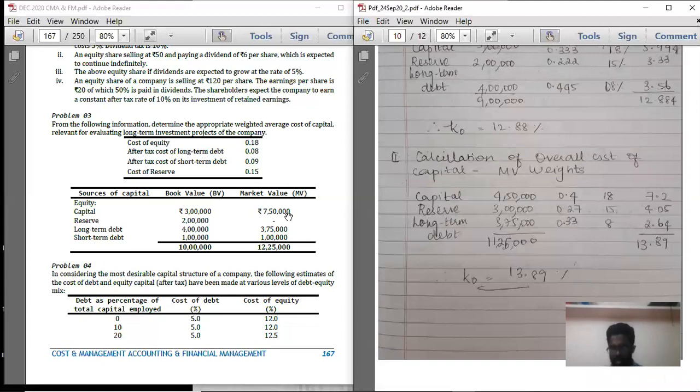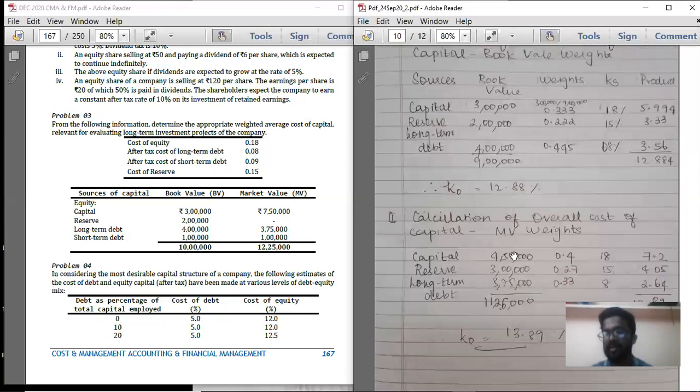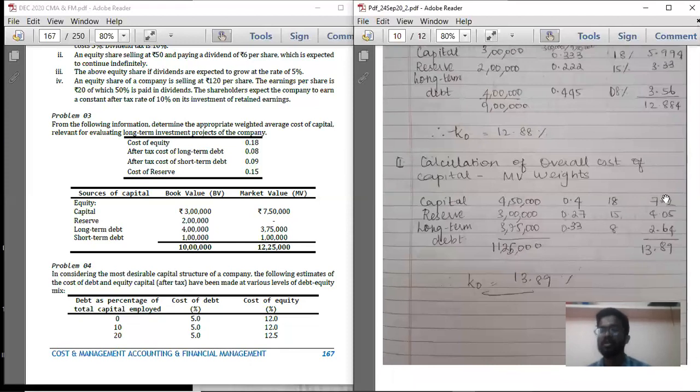So below that, second statement number 2, calculation of overall cost of capital, hyphen market value weights. Below that, a 5 columnar table. First column sources, second column market value, third column weights, fourth column cost of sources, that is KS, and fifth column product. Sources, market value, weights, KS and product.